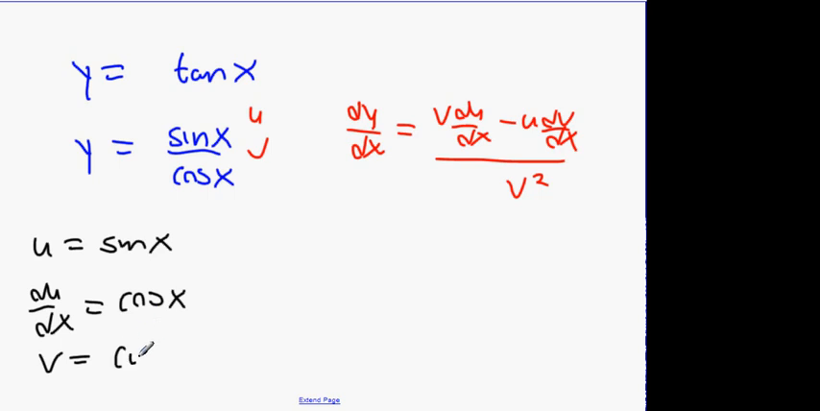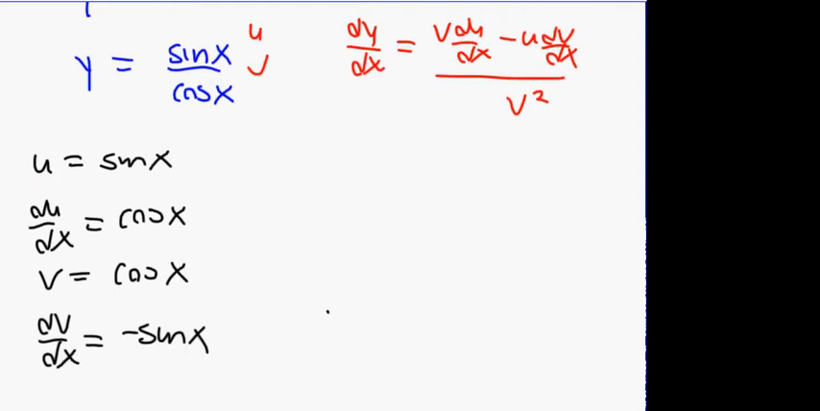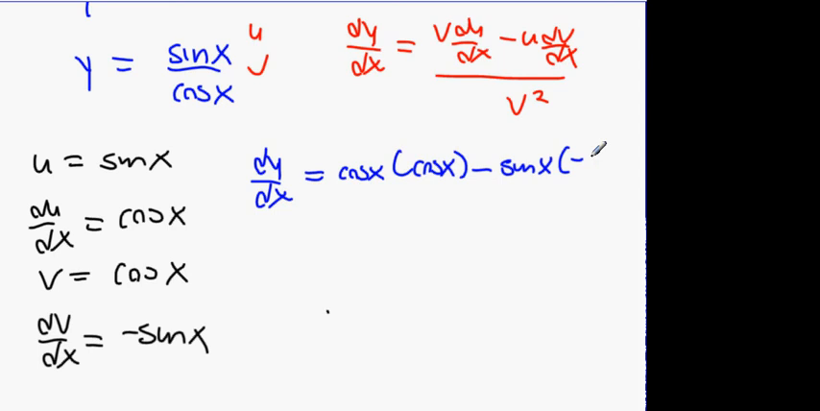Bless you. Thank you. Phi equals cos x. What's dv dx, guys? Minus sin x. Now, you're going to be doing a lot of this, okay? What you're going to be doing is this. You're then going to be doing dy dx, and you're going to need a bit of space for this. Dy dx ends up to be phi, which is cos x, times du dx, which is cos x, minus u, which is sin x, times dv dx, which is minus sin x, all divided by phi squared.